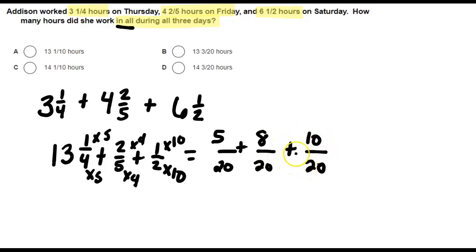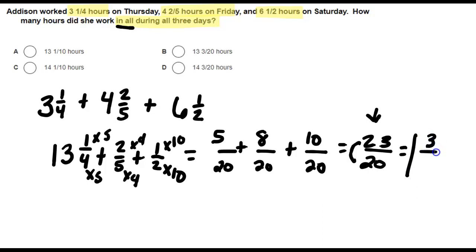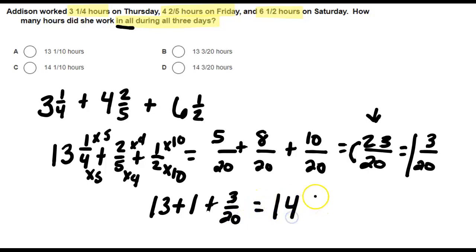So now I can add my fractions. 10 plus 8 is 18. Plus 5 is 23 over 20. This is an improper fraction, so I need to change it to a mixed number. 20 goes into 23 one time with 3 left over, over 20. I've got to add this to my 13. So now I have 13 plus 1 plus 3 over 20. So I know that she worked a total of 14 3/20 of an hour, which is D. Okay.